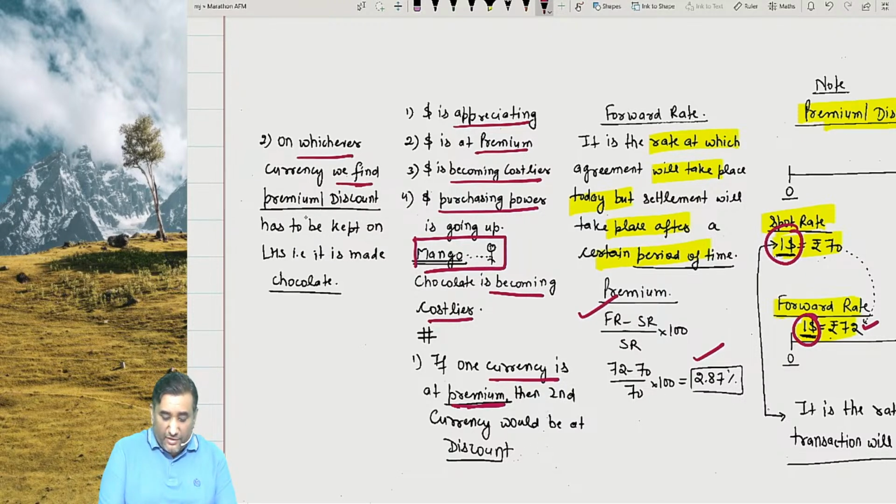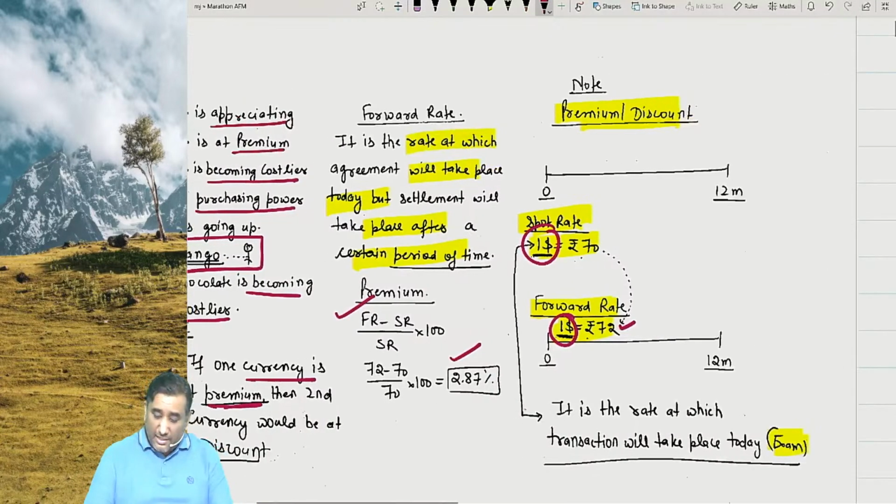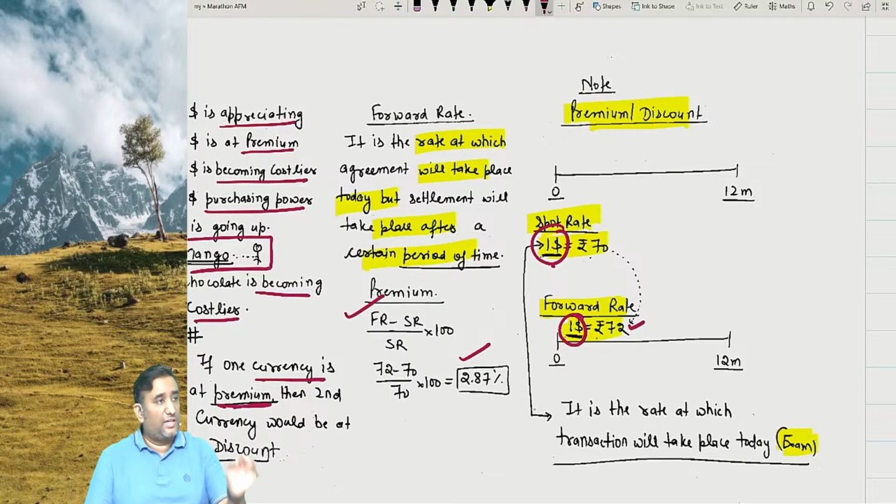On whichever currency we find premium or discount, it has to be kept on the left hand side. It means if you're saying rasgulla is becoming costlier or chocolate is becoming costlier, chocolate has to be on the left hand side, price has to be on the right hand side. So what does it mean? If dollar is at a premium, it's a 100% guarantee rupee would be at a discount.